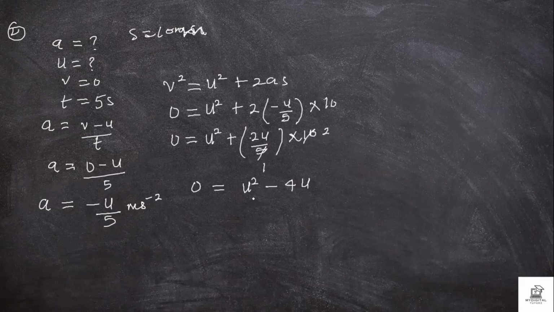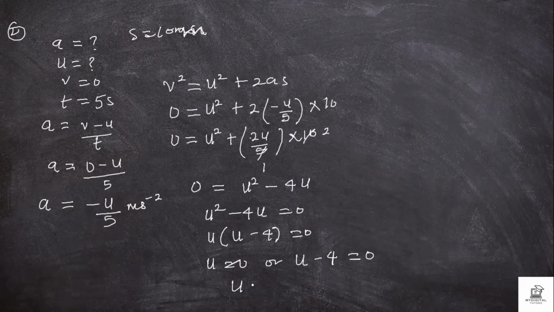So now, what is common? I'm having u squared minus 4u equal to 0. What is common? I have u is common. If I bring u outside, I have u times u minus 4 equal to 0. This implies that u is equal to 0, or u minus 4 is equal to 0, which implies that u is equal to 4 meter per second. So the initial velocity is 4 meter per second. I hope this is understood.